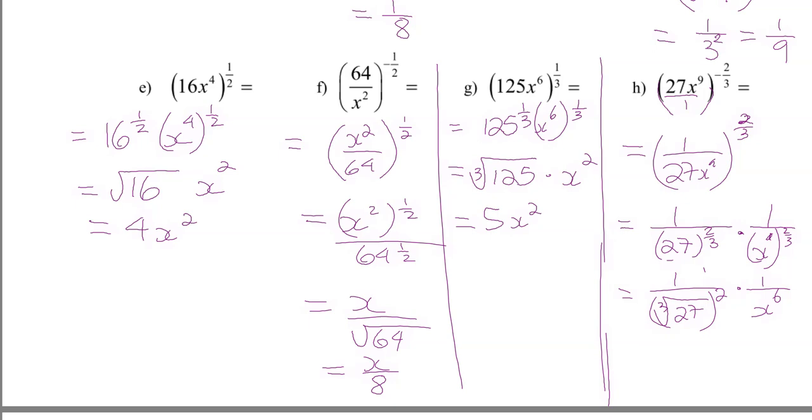And you just do that on your calculator. Just go 9 times 2/3. And we got the cube root. So 1 over 3 squared times 1 over x to the 6th will be 1 over 9x to the 6th. So the final answer for that one is 1 divided by 9x to the power of 6.